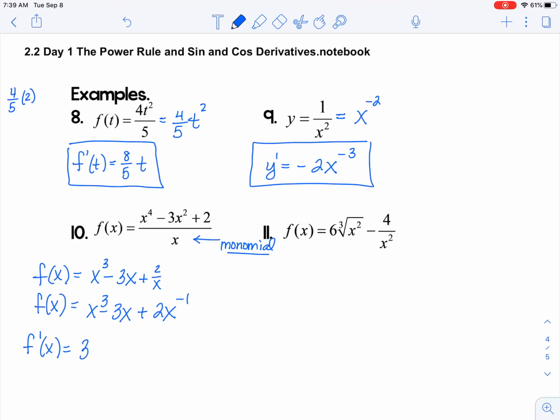F prime of x is 3x squared minus 3 minus 2x to the negative 2.